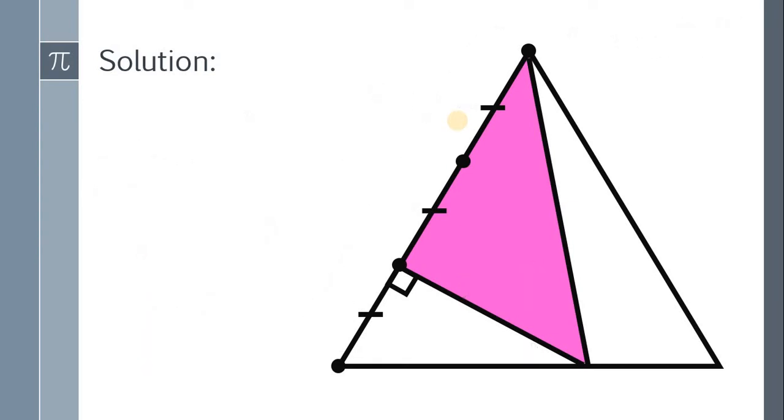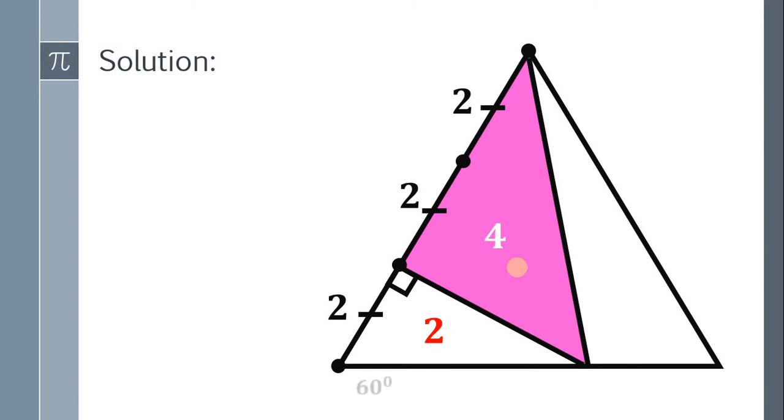So let's start. Without loss of generality, let this length be equal to 2. It follows that this length is also 2 and this length is also 2. Now take note that the ratio of the areas of two triangles having the same height is equal to the ratio of their bases. Therefore, the ratio of these two triangles must be equal to 2 is to 4.